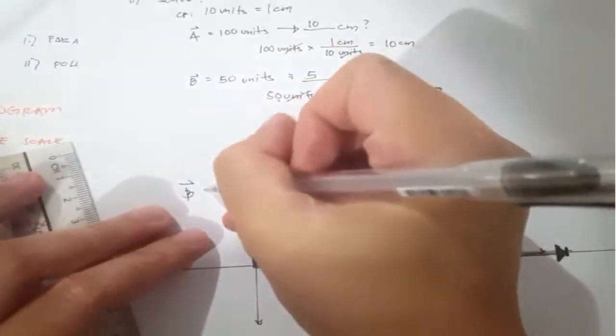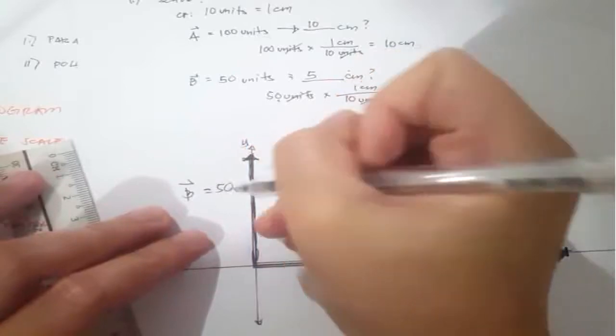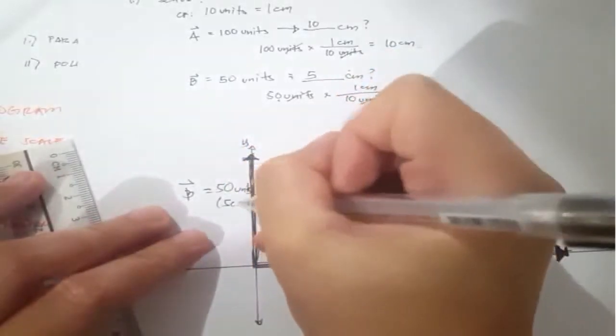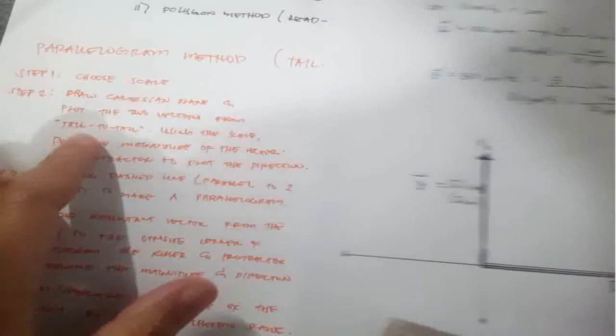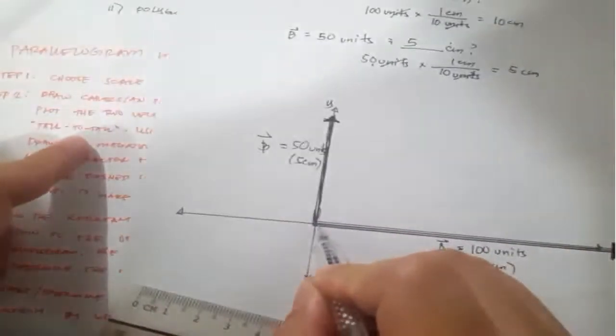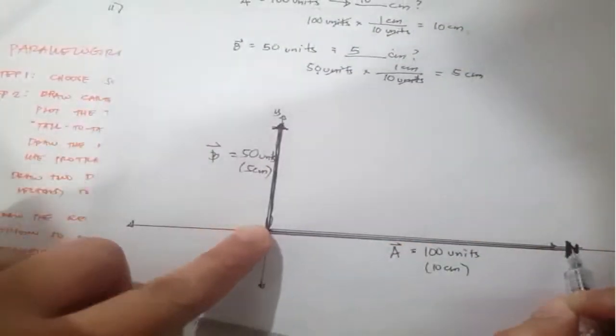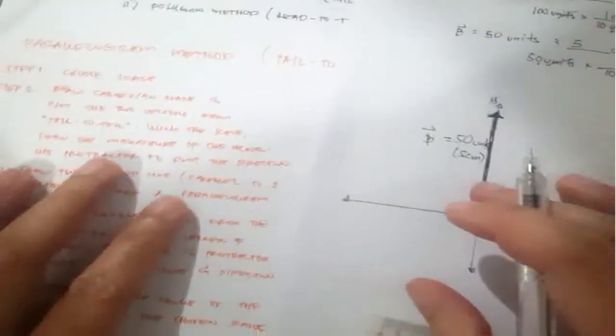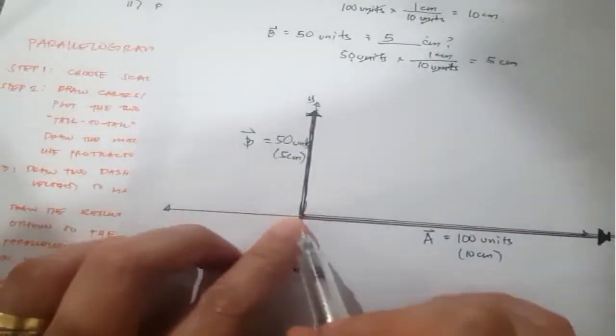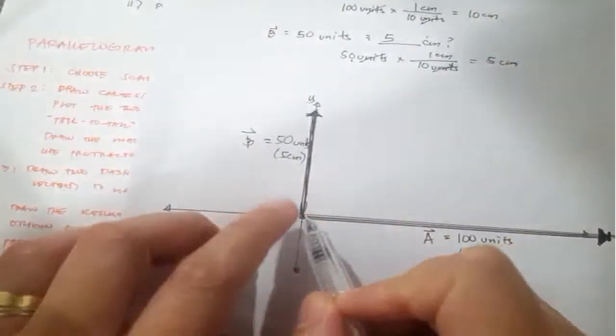Okay. So this is now our vector B, which is 50 units or 5 cm. So after that, plot the two vectors from tail to tail. Since this is the tail of our vector A, after that we draw vector B from its tail, or from the origin. So that's why it is called the tail to tail method. From the tail of vector A, we draw vector B from tail to tail.